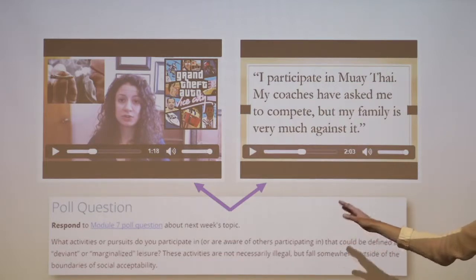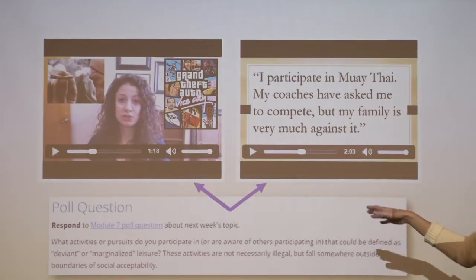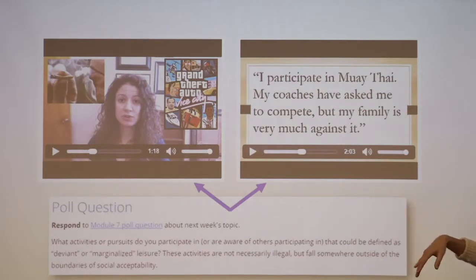One of the things we did in the online version was that every week I would create a poll question, and the poll was optional. Students didn't have to do it. I had about a 50% response rate in the online version of the class. This one says, what activities or pursuits do you participate in or are aware of others participating in that could be defined as deviant or marginalized leisure?